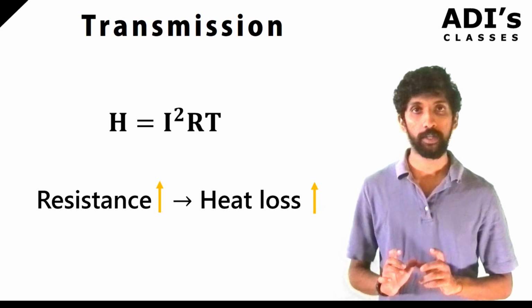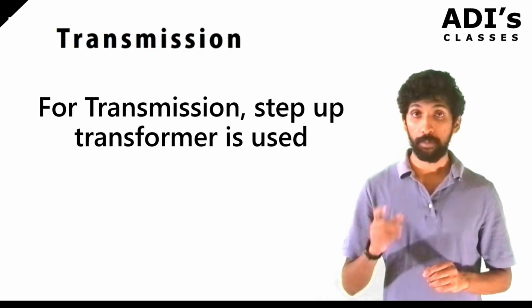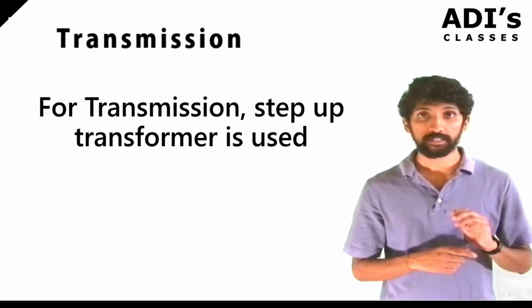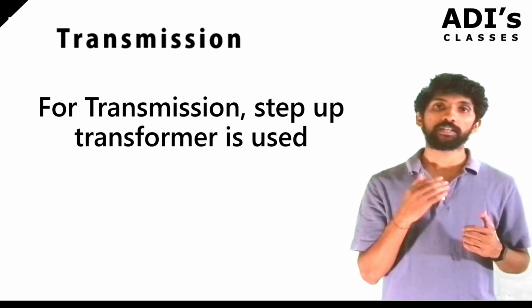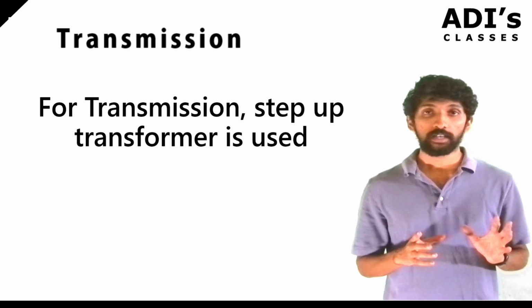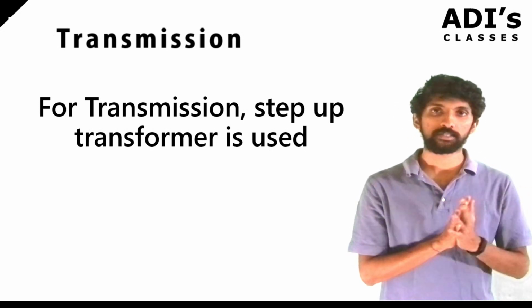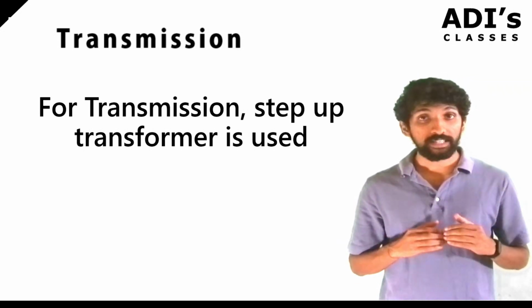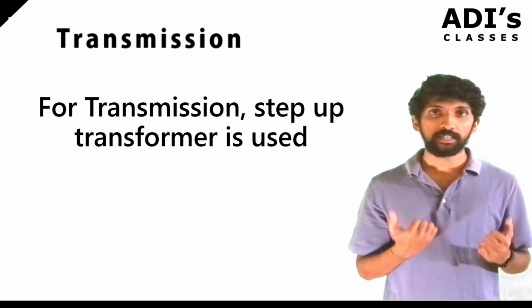So for this, what we do is we use step-up transformers. So in step-up transformers, what happens? The voltage will increase whereas the current will decrease, correct? So we keep on increasing the voltage to a very, very high voltage, and then we send it across to different stations. So the job of a step-up transformer is to increase the voltage. Now, since it's increasing the voltage, the current will decrease, correct?